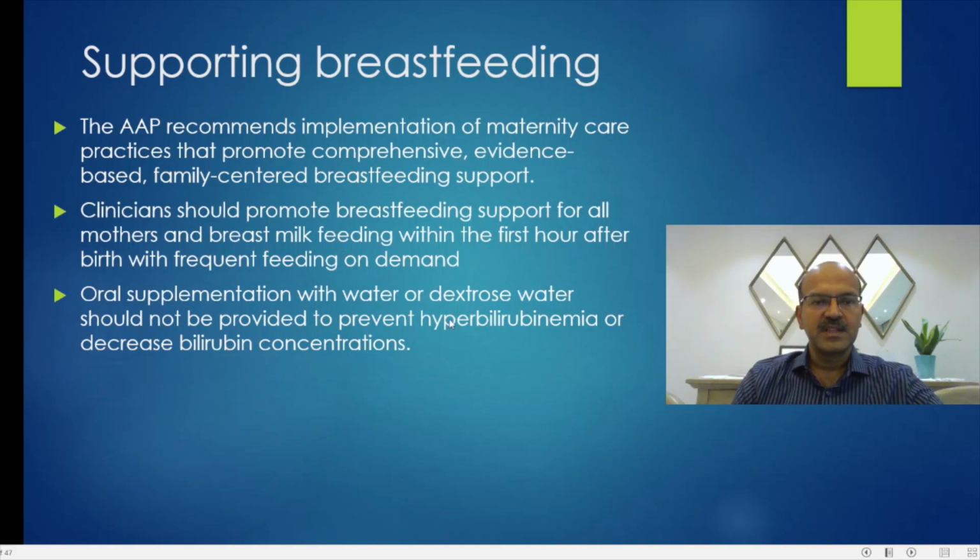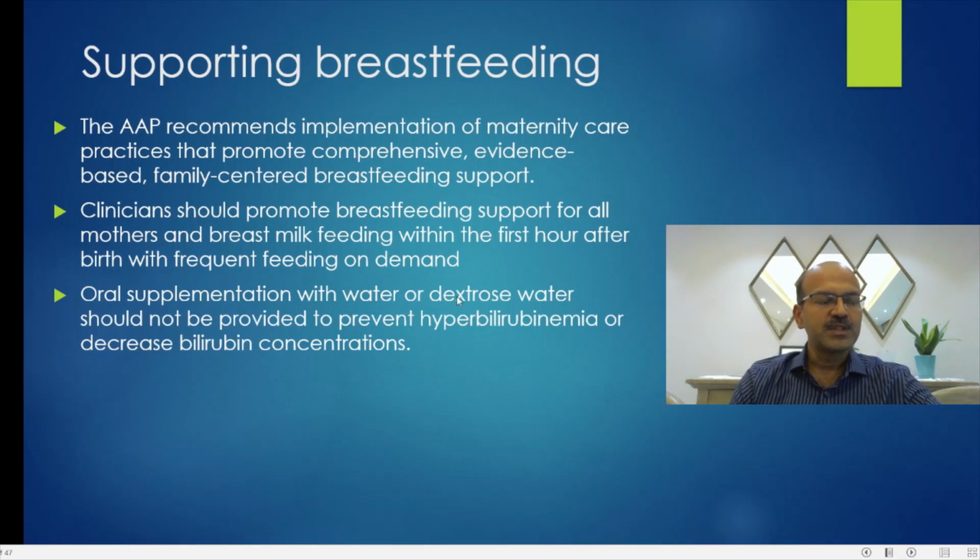Oral supplementation with water or dextrose water should not be provided to prevent hyperbilirubinemia or to decrease the bilirubin concentrations. So this again is a misconception from before, and most of us don't do it anyway because it's not evidence-based. So this is discouraged actively in this guideline.